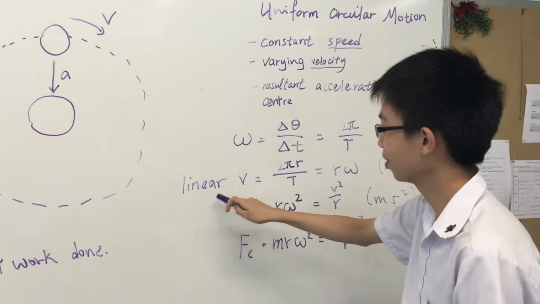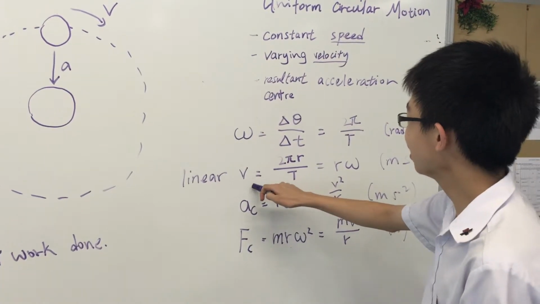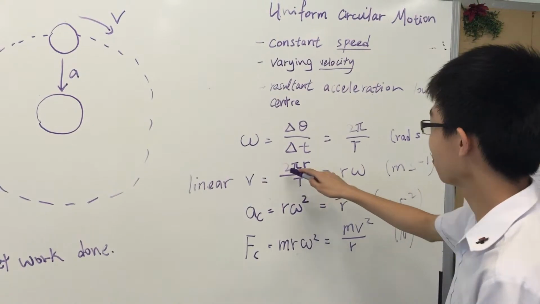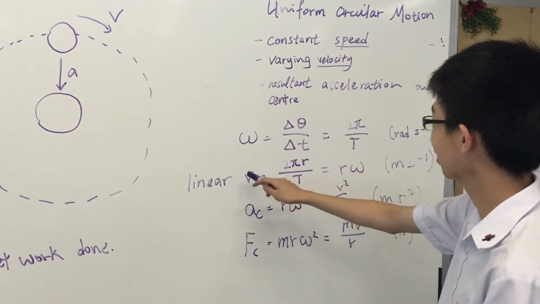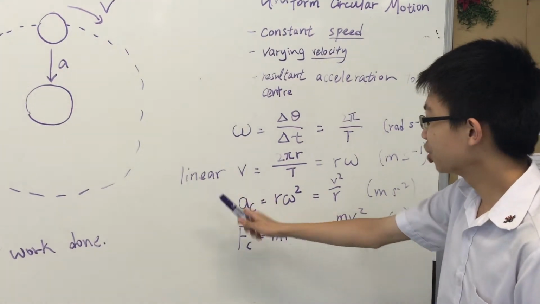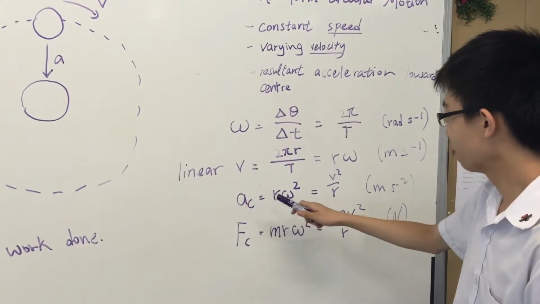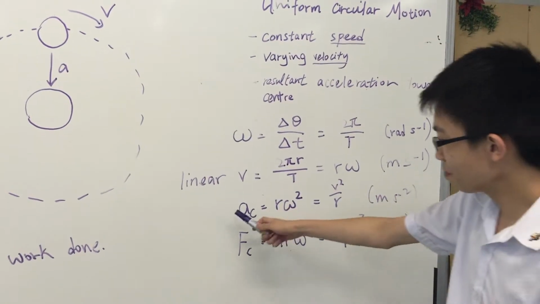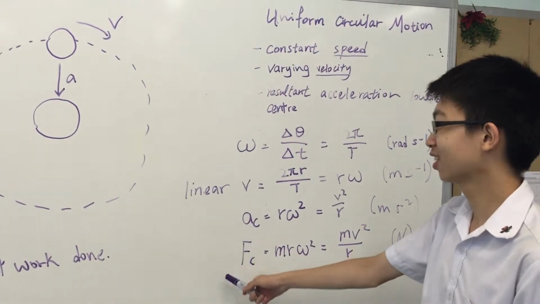Next, we have linear velocity. This is basically the rate of change of circumference over time, which is 2 pi r over t, and you can simplify it as r omega. Next, we have centripetal acceleration, which is r omega squared or v squared over r. Finally, by multiplying mass, you get the centripetal force.